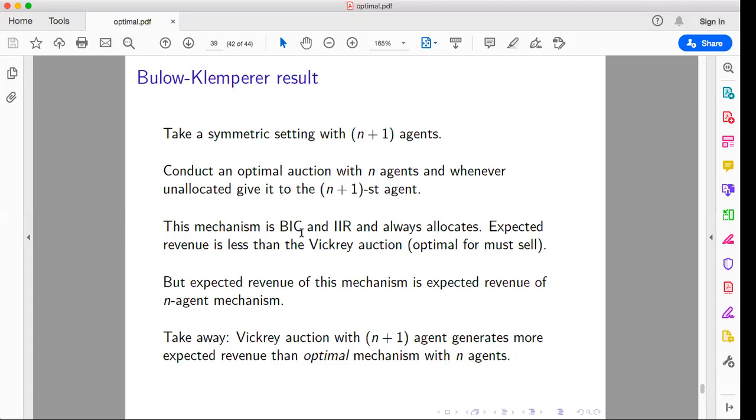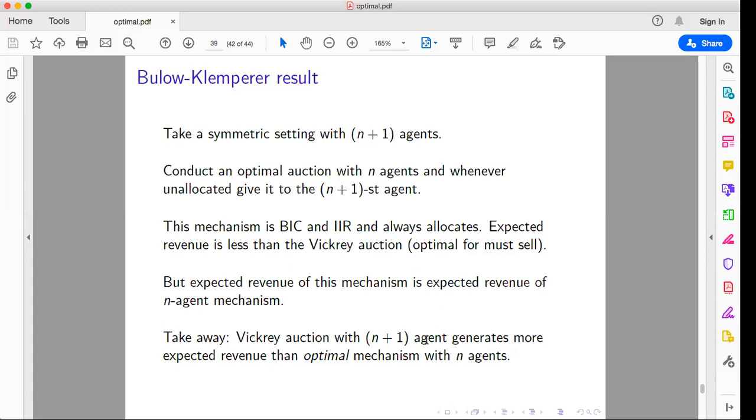Is that clear? But under the symmetric case, the Vickrey auction with n+1 agents will be the same mechanism as with n agents, but it does not have the reserve price. So Vickrey auction with n+1 agents here means without reserve price, zero reserve price. So the point here is that you could have a prior-free auction, because there is no reserve price, with n+1 agents that dominates the prior-heavy optimal mechanism for n agents.